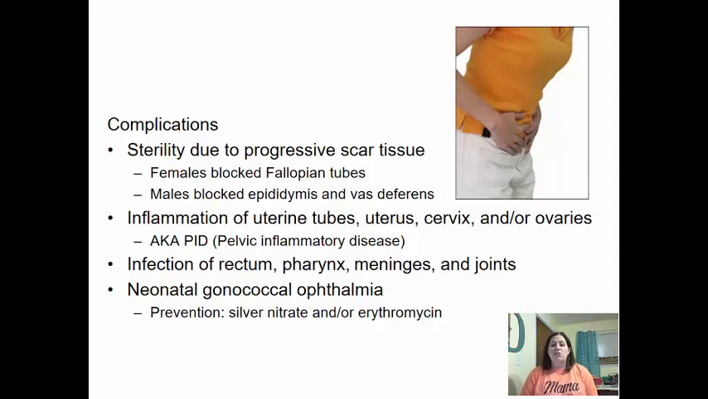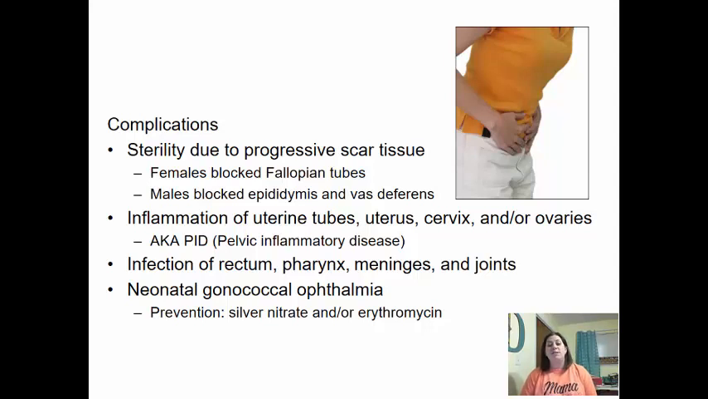We see inflammation of the uterine tubes, the uterus, the cervix, and or the ovaries can take place, and this is known as pelvic inflammatory disease. So it travels up and pretty much hits every area of the reproductive system in females. We see that it also can cause infections of the rectum, the pharynx, the meninges, and also in our joints if it progresses. We also see that there is the neonatal gonococcal ophthalmia. This is going to be the infection in the eyes of the newborn.